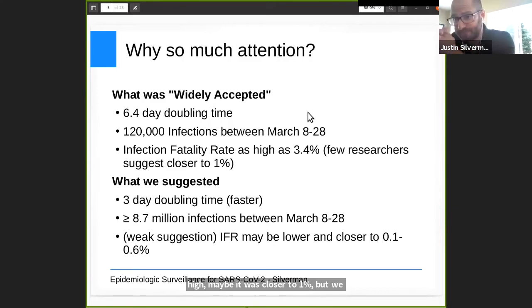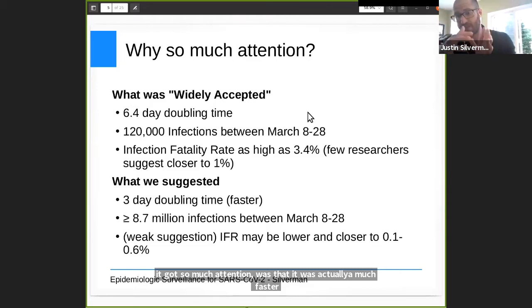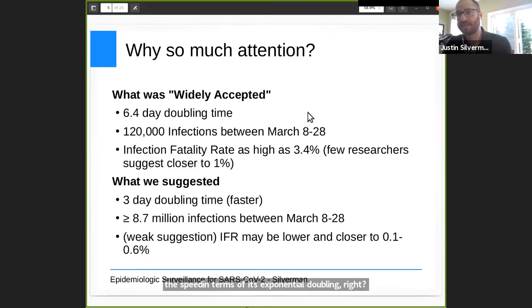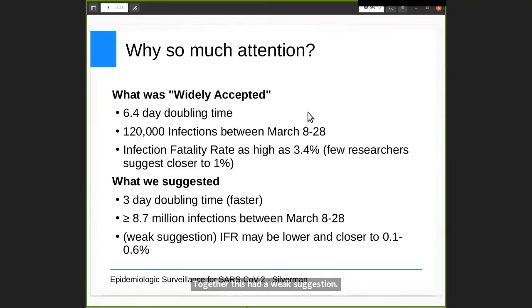So what we suggested, and this is one of the reasons it got so much attention, was that it was actually a much faster epidemic, more than twice the speed in terms of its exponential doubling, right? This is all on an exponential scale, so a 3-day doubling time is massively faster. Instead of 120,000 infections during the same time period, there were greater than 8.7 million in the US, more than 80 times the number of infections. And together, this had this weak suggestion, right? If there are more infections, it weakly suggests that the infection fatality rate may not be as high as initially thought.